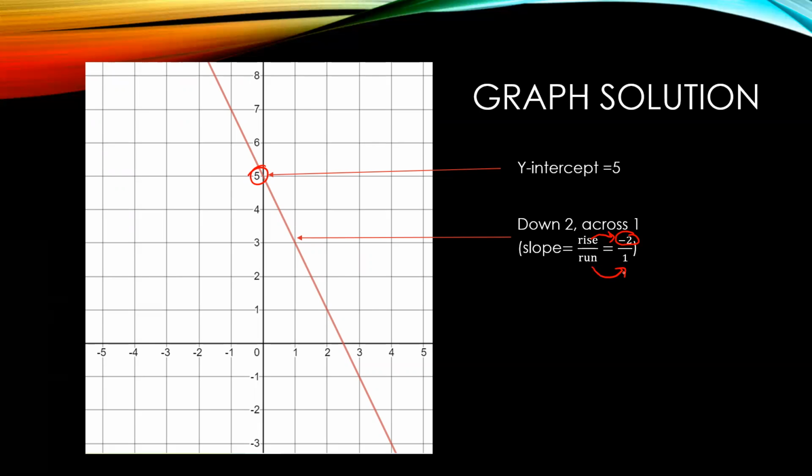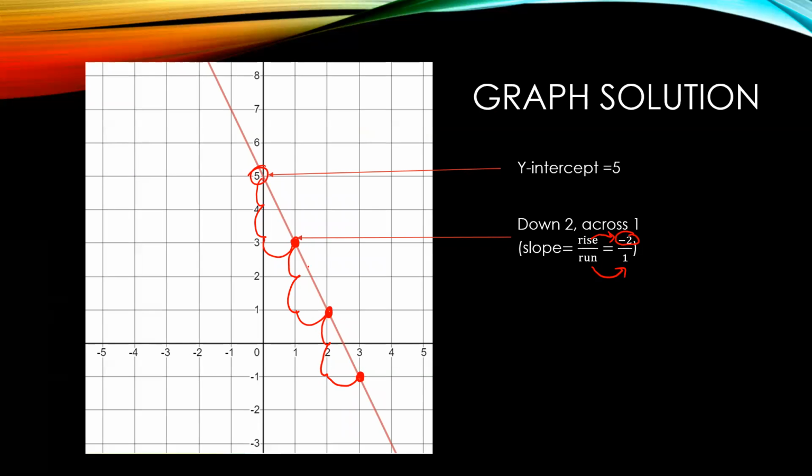So when I do this, that means that I'm going to be going down 2 units like this and 1 unit to the right. So I'm going to place my point right there. And I can go again. I can go down 2 units and 1 to the right. And I can do it one more time, down 2 units and 1 to the right.